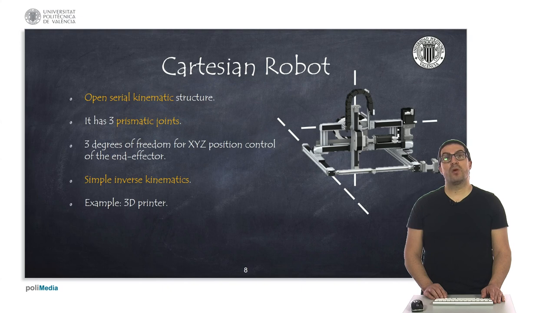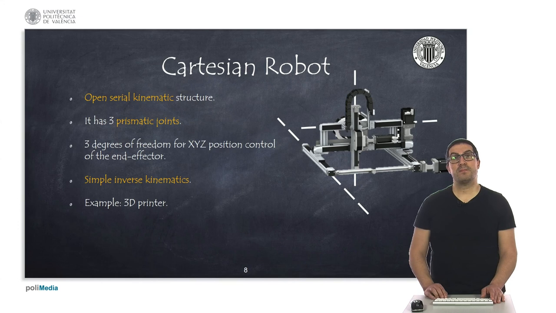Cartesian robots can control up to a maximum of 3 degrees of freedom, affecting only the position of the end effector. We can't control the orientation of the end effector with this robot. The main advantage of this robot is that the inverse kinematics is simply straightforward. A common example in our daily life of this type of robot can be found in 3D printers.